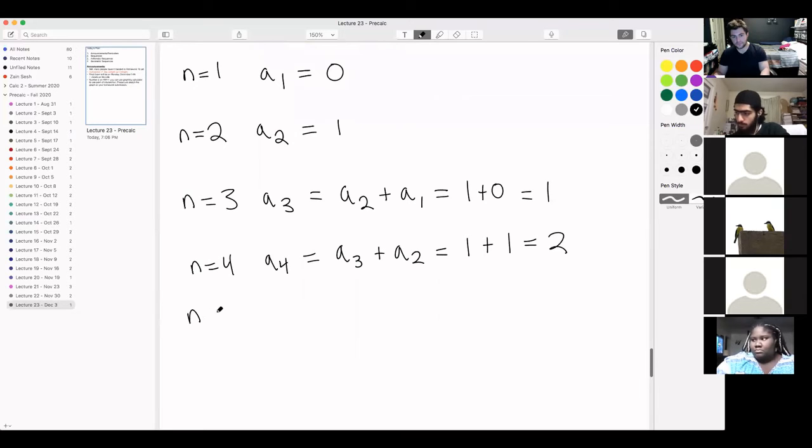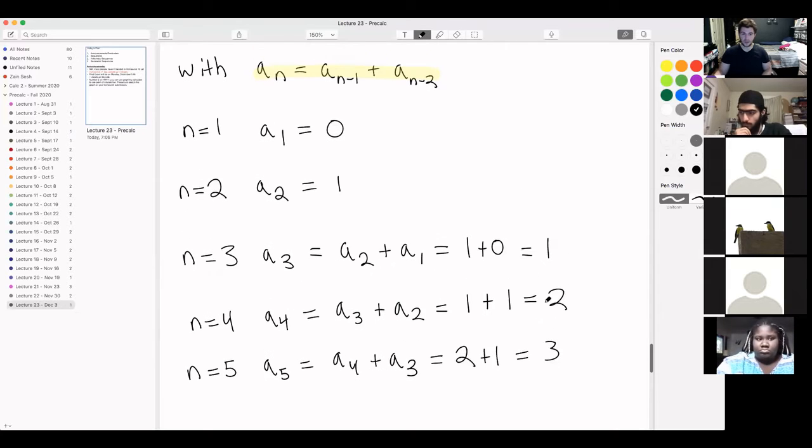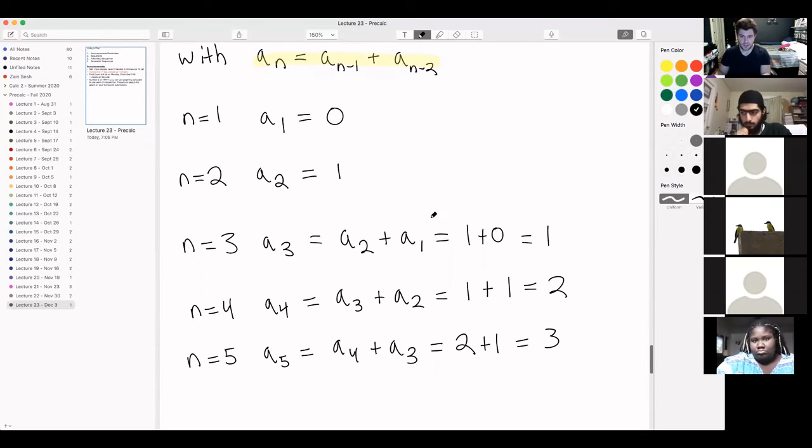Let's do one more. n equals 5. This is A sub 5, so this will be A sub 4 plus A sub 3, the two previous terms. A sub 4 we got, it's 2, and A sub 3 is 1, so it's 2 plus 1, which is 3. I hope everyone's okay with how I'm getting terms of this sequence. Just let me know. Essentially, you just add together the two terms that come before the nth term. That's how you get the nth term.